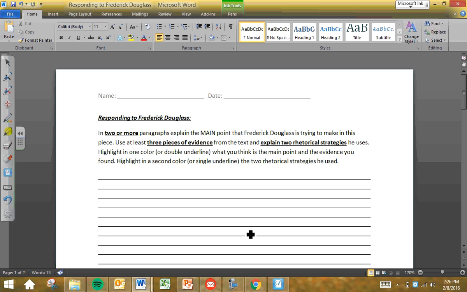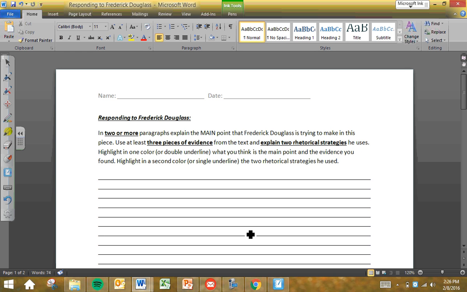Use at least 3 pieces of evidence from the text and explain 2 rhetorical strategies that he uses. Okay? So find the main point, find 3 pieces of evidence to support the main point, and then explain 2 rhetorical strategies. We found a lot in there, right? We found a lot of rhetorical strategies. Pick the 2 that you think are the ones that were really interesting that he used, that really drove the point home. Was parallelism used to exemplify a point?